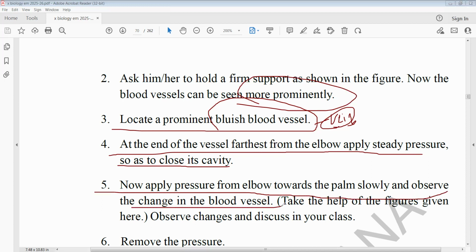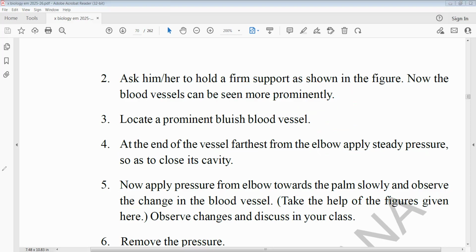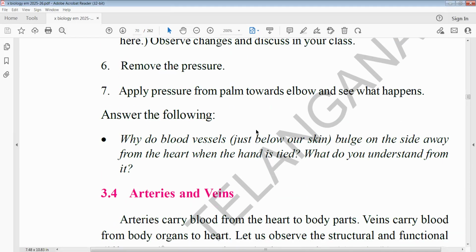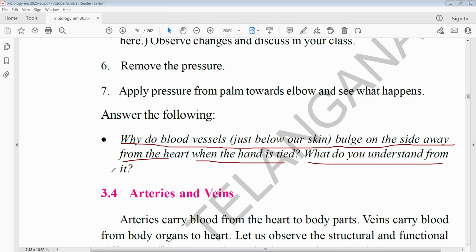Observe the change in the blood vessel. Take the help of the figure given. Observe the changes discussed here and remove the pressure. Apply pressure from the palm towards the elbow and see what happens. Answer the following questions. Why do blood vessels just below our skin bulge on the side away from the heart when the hand is tied? What do you understand from it?